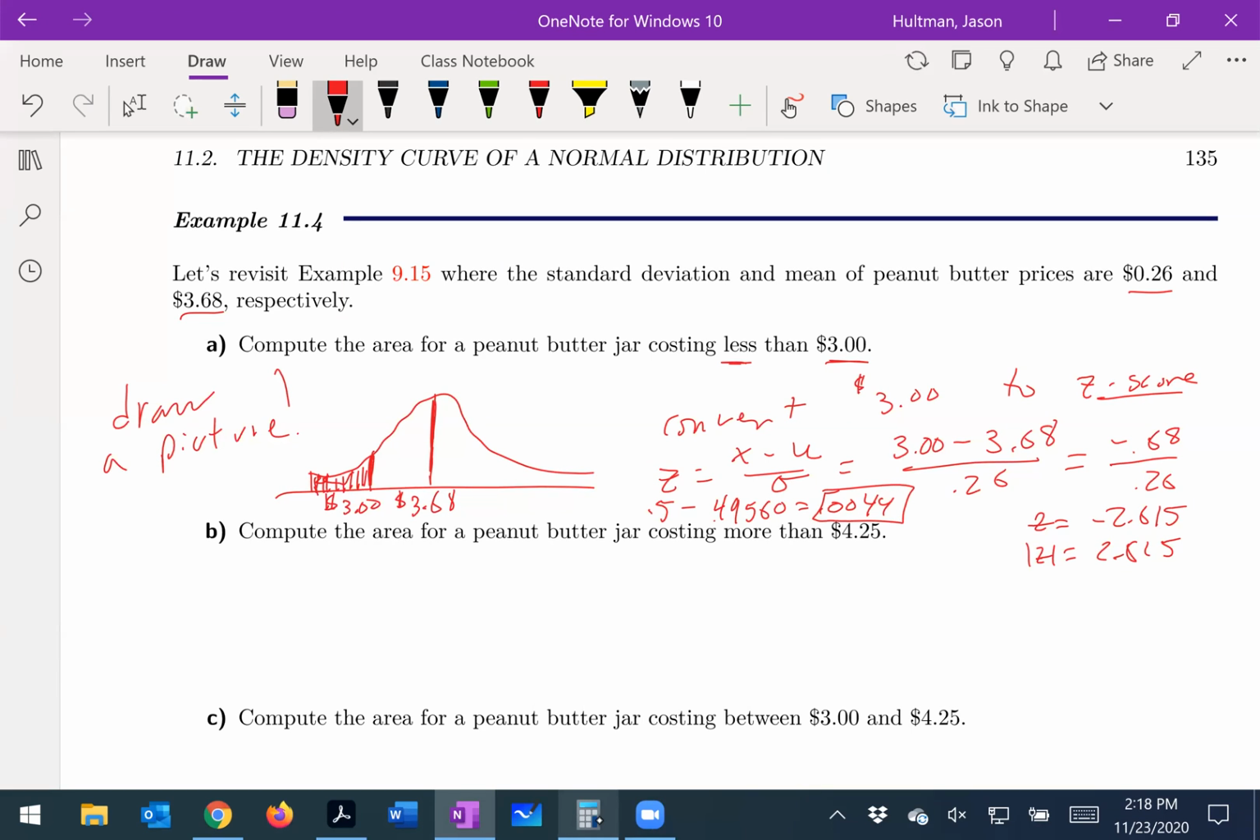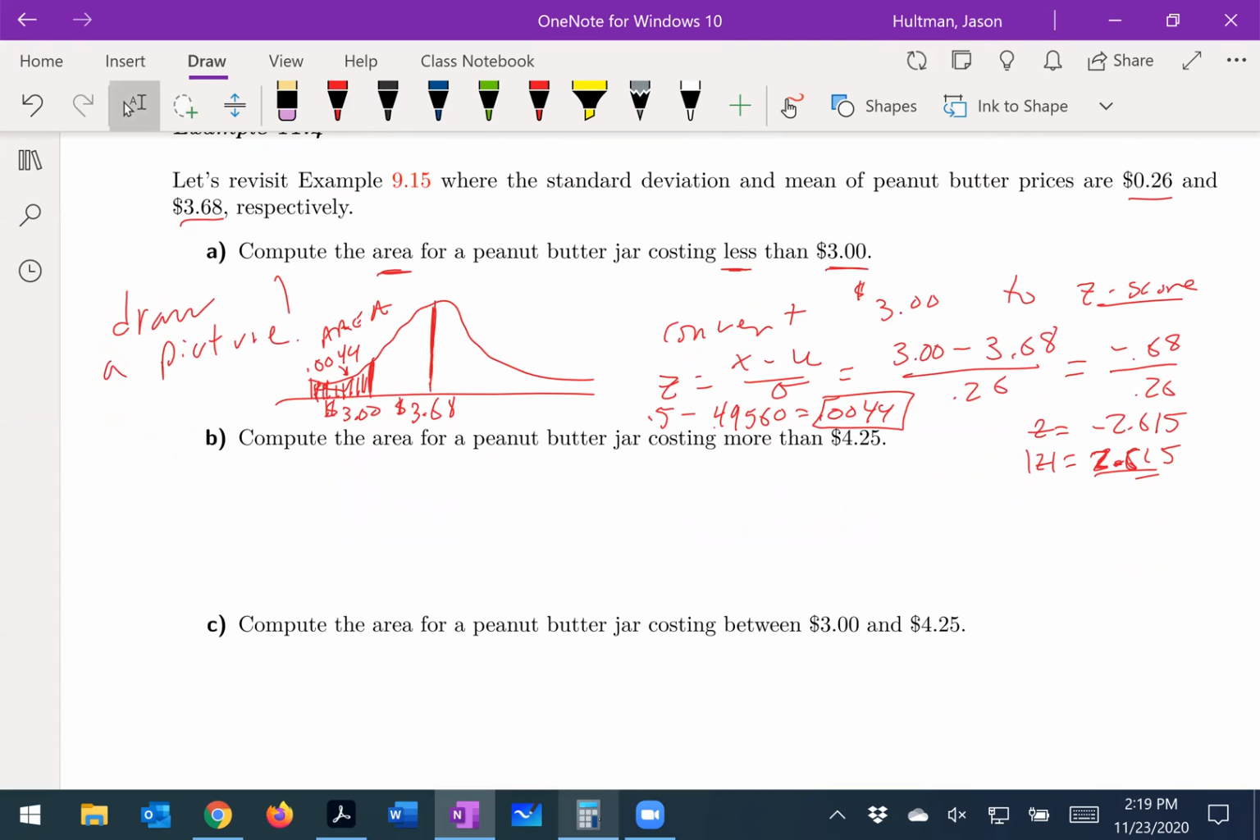Okay, and that was the area for a peanut butter costing less. So that's what that area is, 0.0044. That's the area there. So pretty far away because the z-score was pretty far away. It was 2.6. That's way less than 95%. Remember, 2 standard deviations was 95% away from the mean.